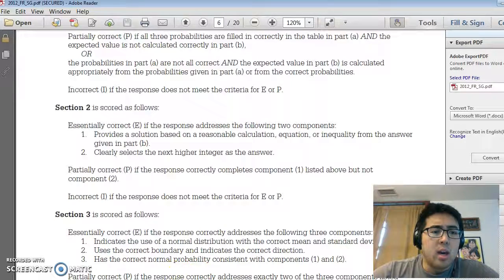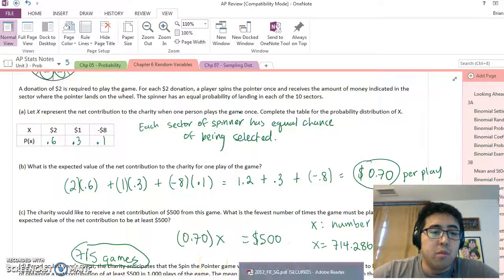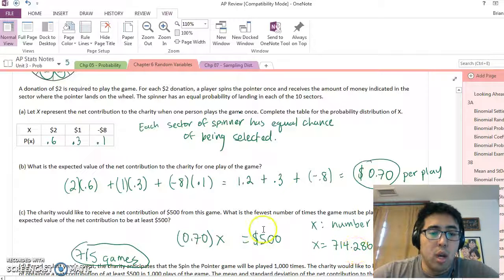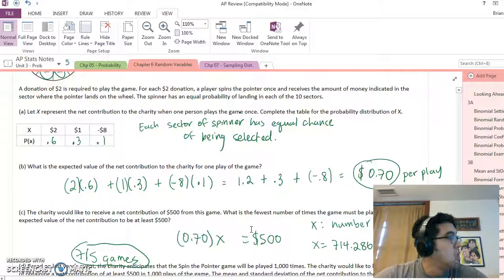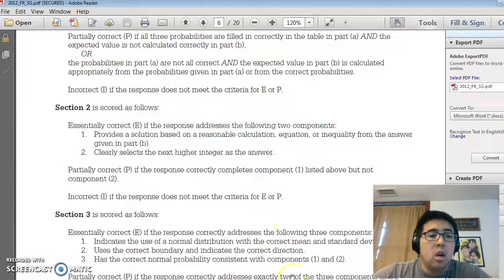Essentially, we need to round up here because the number of games needs to be 715 instead of 714.28, because in order for the expected value to be above 500, 715 games need to be played. And you can't play in between 714 and 715 games. In particular, you can't play 714.286 games. So that is essentially correct.